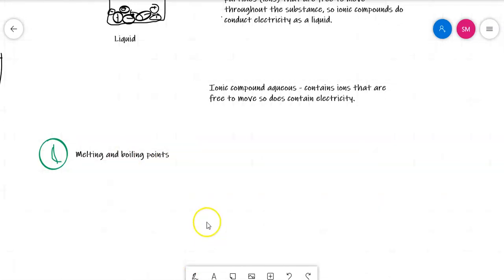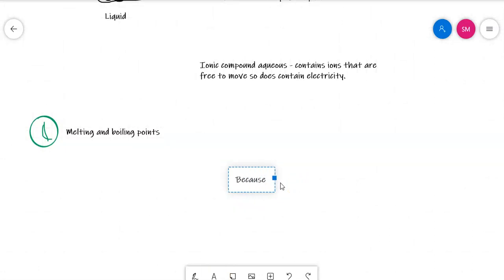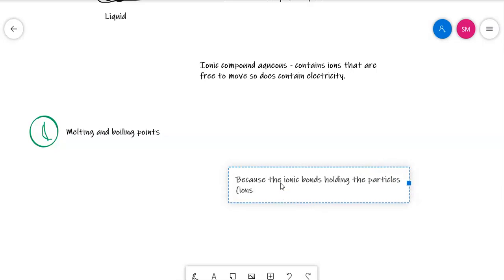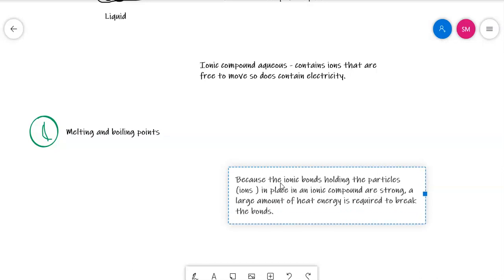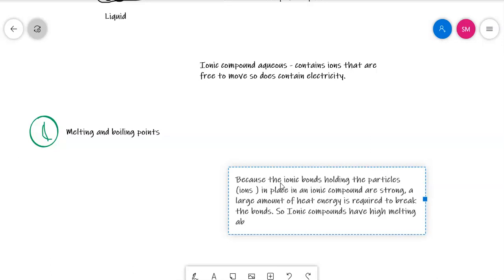and then we would just need to say that because the ionic bonds holding the particles in place in an ionic compound are strong, a large amount of heat energy is required to break the bonds. So ionic compounds have high melting and boiling points.